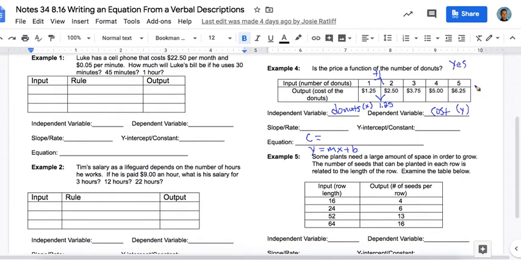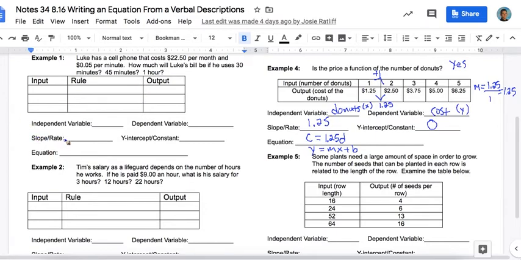Now our slope, hopefully you have room over here, is change in y over change in x. So we're going to do our output divided by our input. And that's just going to give me $1.25. So that's my slope. And we're going to take $1.25 times my independent variable, which is D. And guess what? That works every time because 1.25 times 1 is 1.25. So I know that there's no ending here. So it's a proportional relationship, which means the y-intercept or the constant is 0.